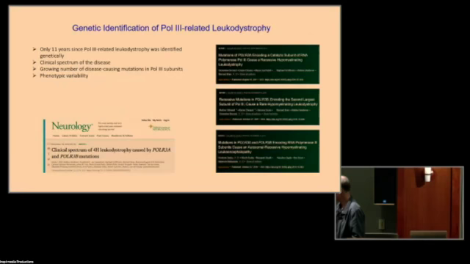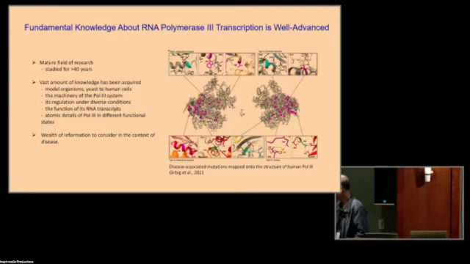So a vast amount of information has been obtained over this period using model organisms from yeast to human cells, frogs, flies, worms, everything you can imagine as basic systems to try and study the biology of polymerase III transcription and understand its impact when it's perturbed.